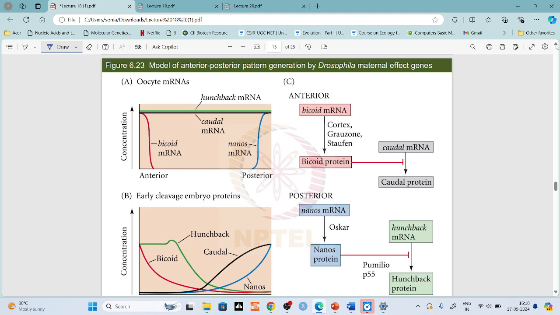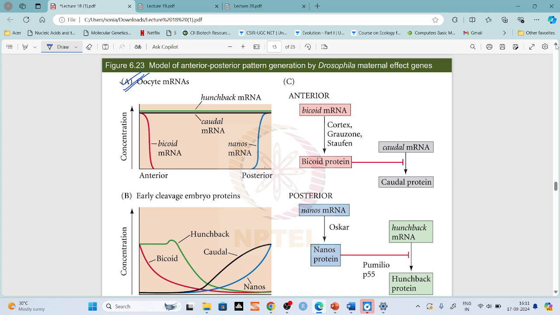This is the oocyte mRNA before fertilization. This is the anterior axis and this is the posterior axis, and the y-axis represents the concentration. Here you can see the bicoid mRNA. Before fertilization, the maternal genes are present as mRNA only. They are not translated into protein. The translation of these mRNAs into proteins takes place only after fertilization. Initially, in the oocyte before fertilization, bicoid mRNA is present at the anterior end, and nanos mRNA is present at the posterior end.